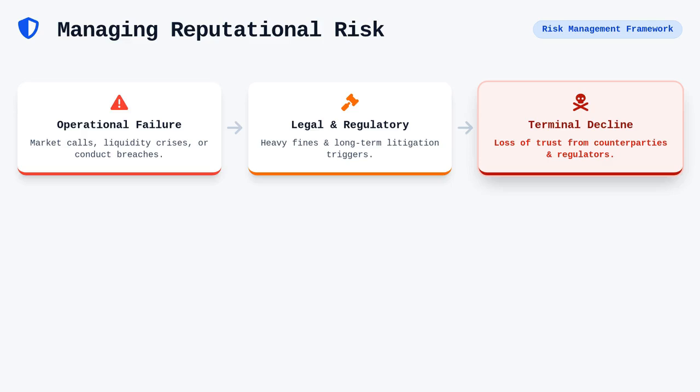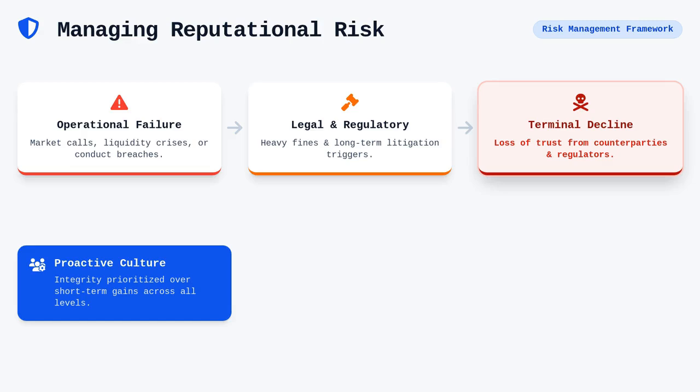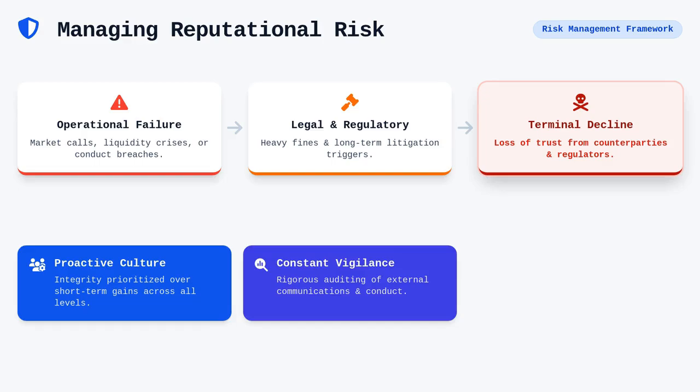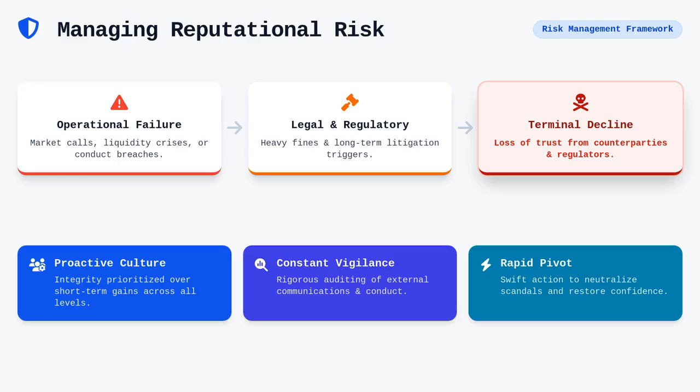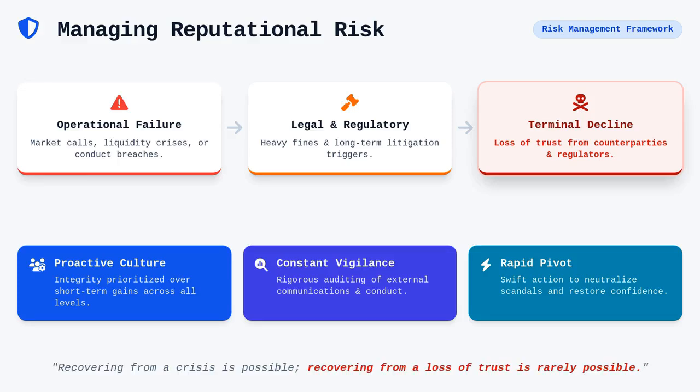fines and long-term litigation. Monitoring for reputational risk requires a proactive culture of compliance, where employees at all levels recognize that their daily actions reflect the entity's brand value. It is not enough to simply follow the letter of the law. Management must foster an environment where integrity is prioritized over short-term gains. Maintaining reputational integrity involves constant vigilance, auditing of external communications, and the ability to pivot rapidly when a potential scandal threatens to undermine stakeholder confidence.